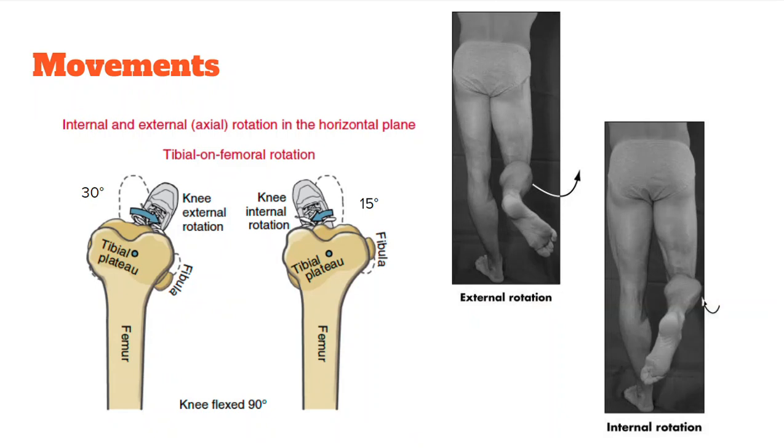Another movement that occurs at the knee joint, and we said earlier that it's kind of a hinge joint, flex and extend in the sagittal plane, but at 90 degrees of flexion, so you can see this person is flexed at 90 degrees, you can have knee external rotation and knee internal rotation. So you can externally rotate about 30 degrees, internally rotate about 15. And that only occurs when your knee is flexed 90 degrees.